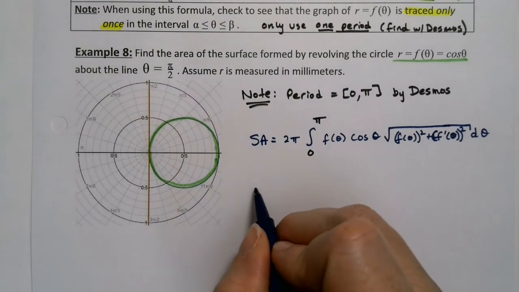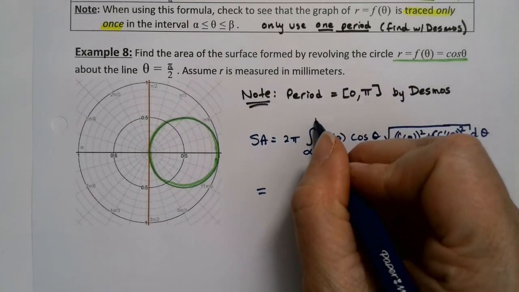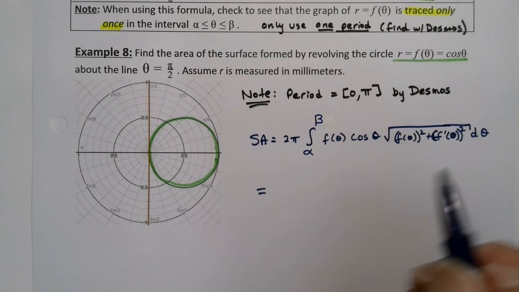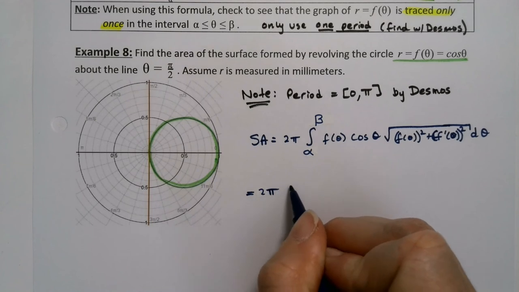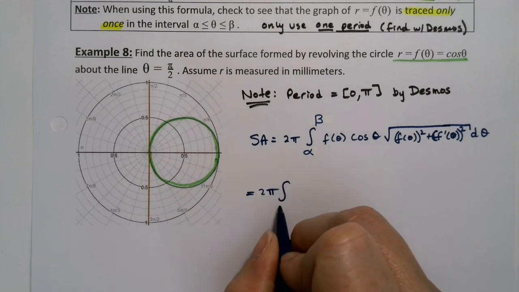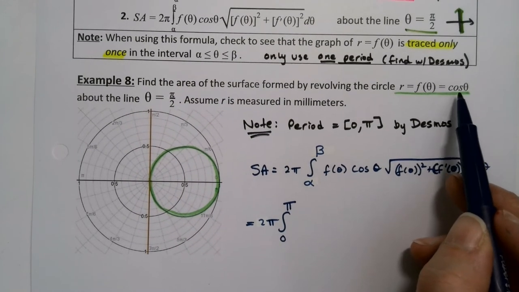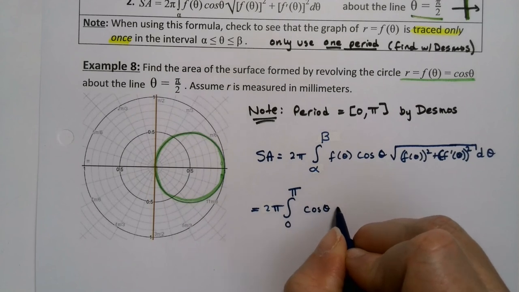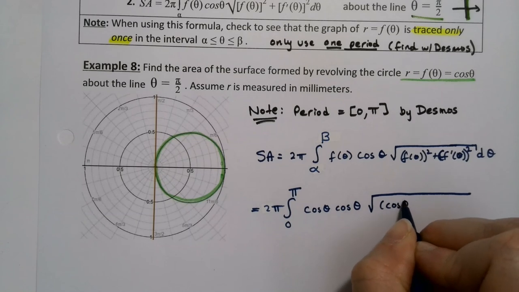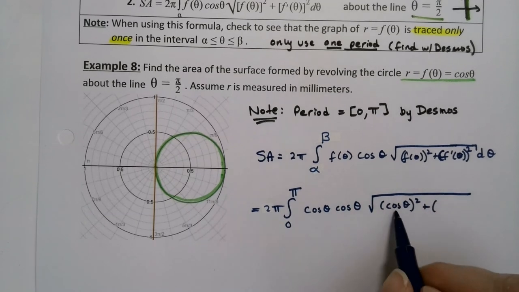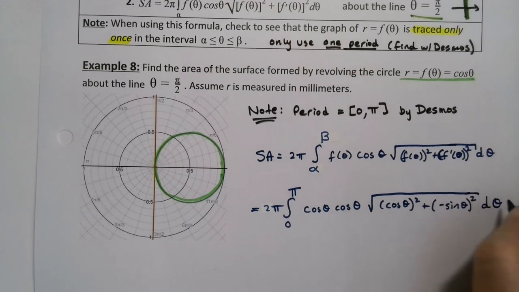Okay, and heck, if I want to keep consistent with the formula, I'll call this alpha and call this beta. Let's leave myself some space because I have a lot to write here. So this is 2 pi integral, alpha is 0, beta is pi. F of theta is right here, it's cosine of theta. So that would be cosine of theta times the square root of cosine of theta squared plus the derivative of cosine, which is negative sine of theta, squared, d theta.